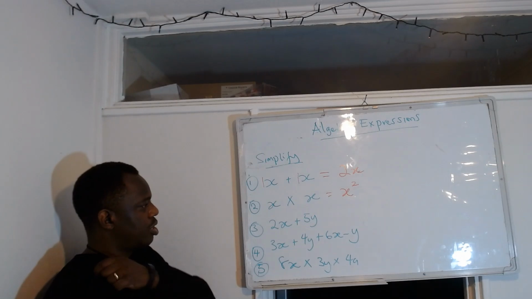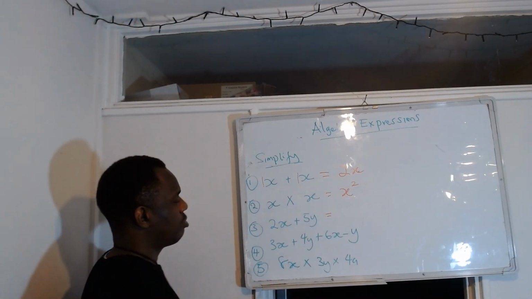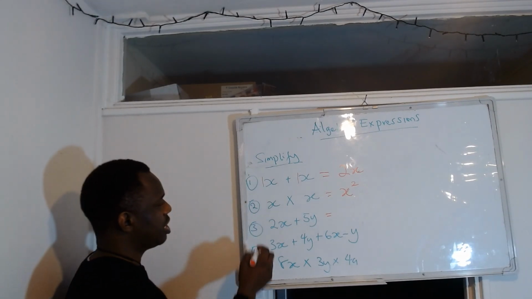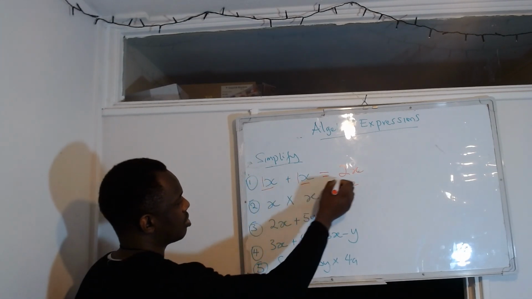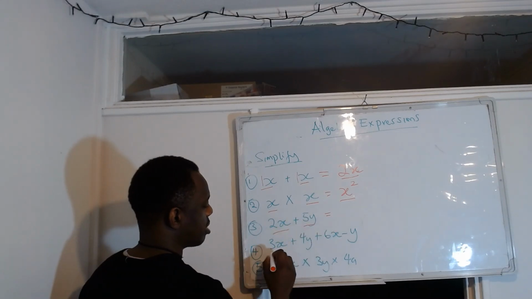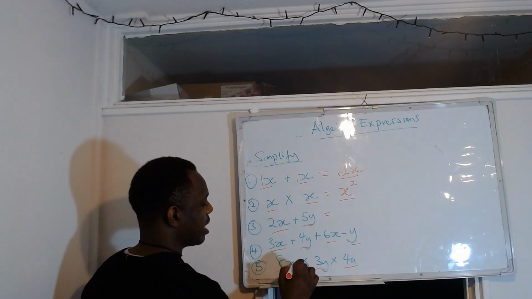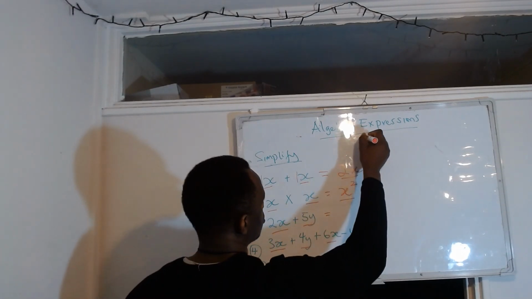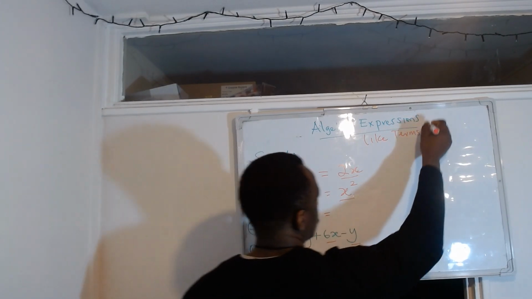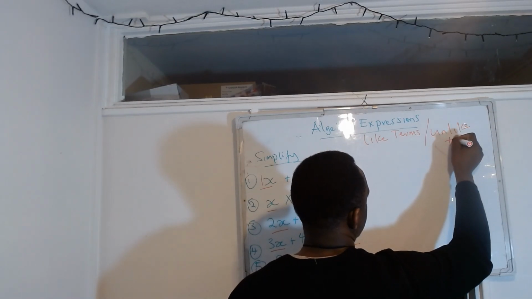Okay. Now we've got 2x plus 5y. There is something in algebra we call terms, and each one of these is a term. They are all terms as they are. However, there is something we also call like terms and unlike terms.